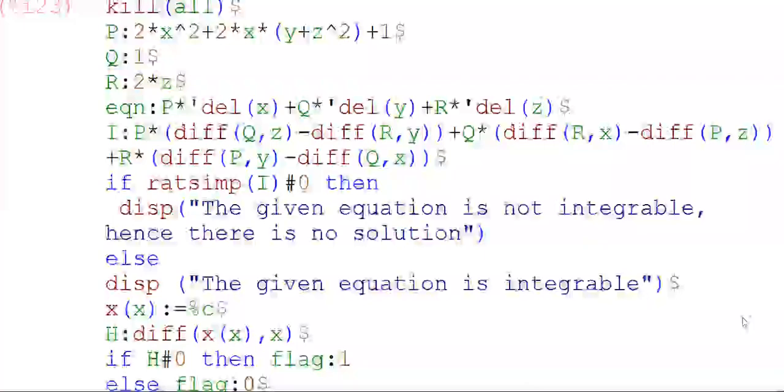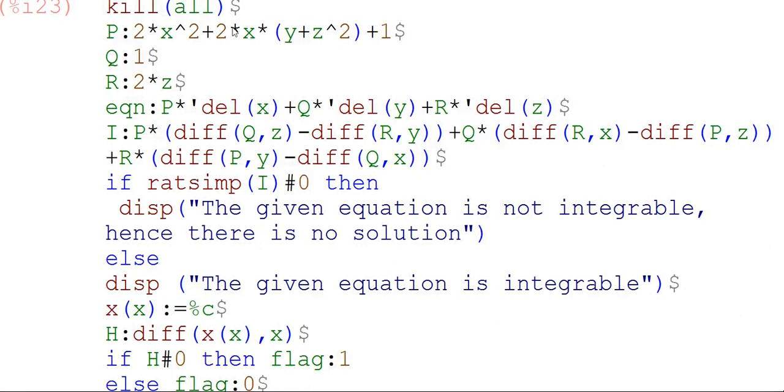So now in this video, we'll see the Maxima program to solve a total differential equation. The very first thing that we have to do here is give a kill all command.